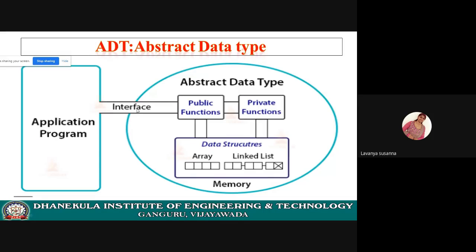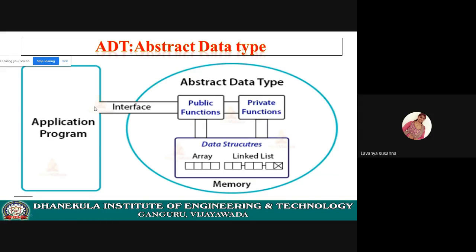Then how can it access? Using some interface only, it can access these data structures and functions, through public functions only. Remember that the program cannot directly access the data present inside the memory. In turn, public functions can access private functions, but your program cannot. See the direction, you can understand. Your program can access public functions only using this interface.